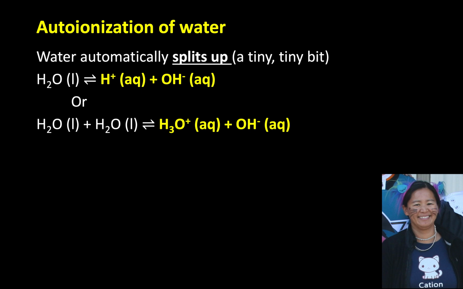Another way to show this is with 2 separate water molecules. The hydrogen ion, instead of floating around by itself here, actually attaches to another water molecule, and we end up with H3O+ and hydroxide ion. This piece of it, the H3O+, is called hydronium. Either one of these formulas is correct.